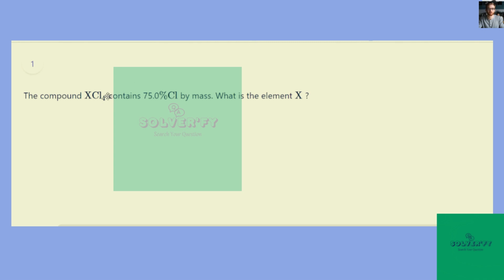So you're given a compound which has a formula of XCl4, and here the Cl, or the chlorine, has a percentage of 75% by mass. We have to find out the element X.